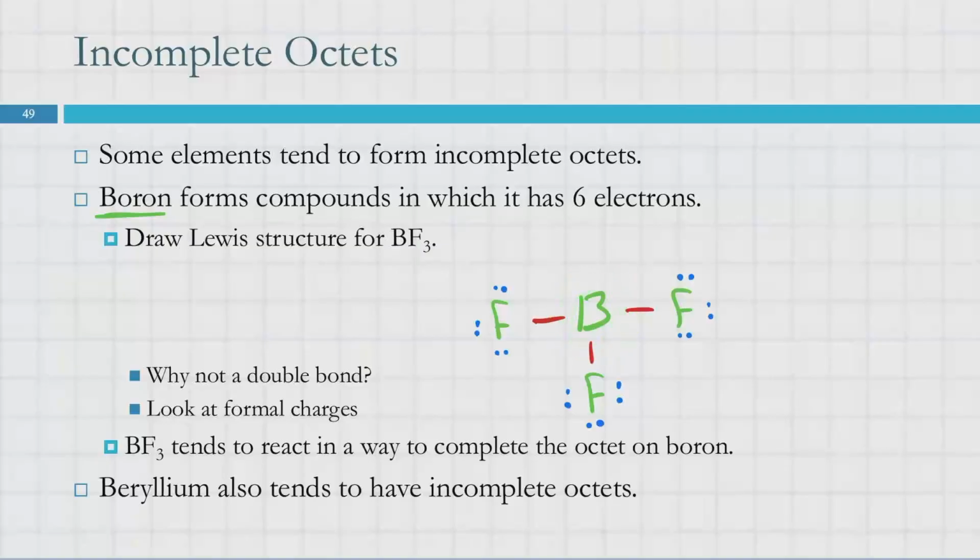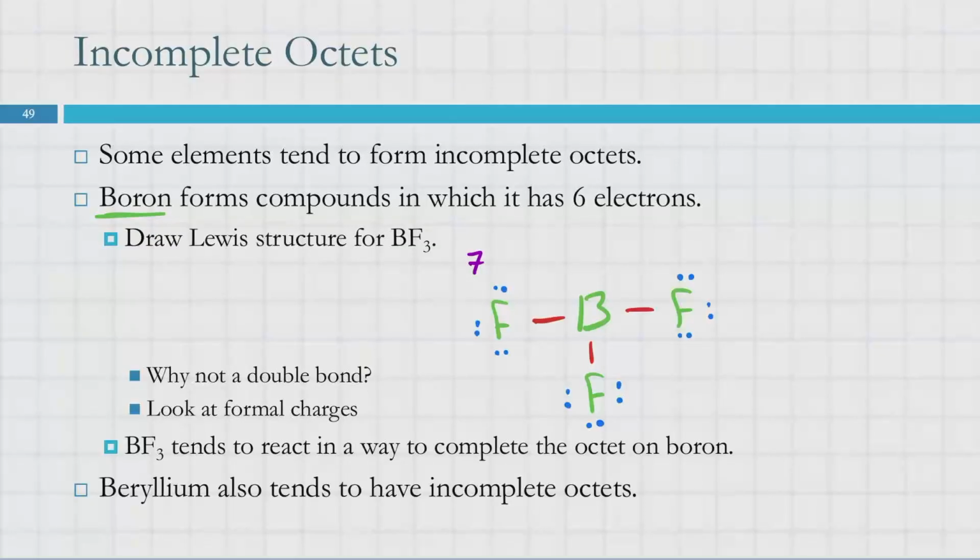And boron is actually happy with this. If we look at formal charges, we can maybe see why. So let's look at formal charges. All the fluorines have the same setup. Fluorines want to have 7, because 7 is the number of valence electrons that they're bringing to the table. They would like to walk away with the same amount.